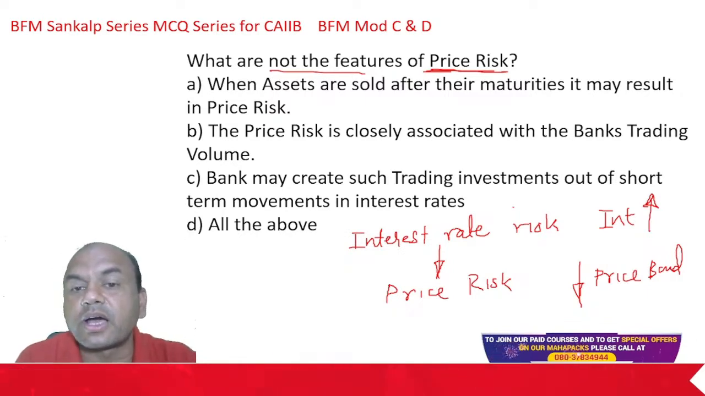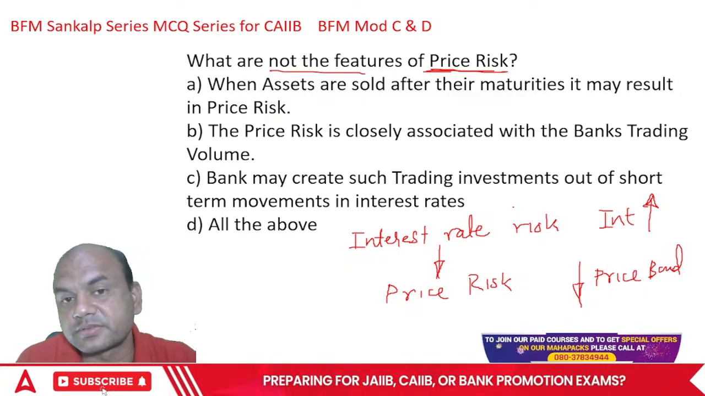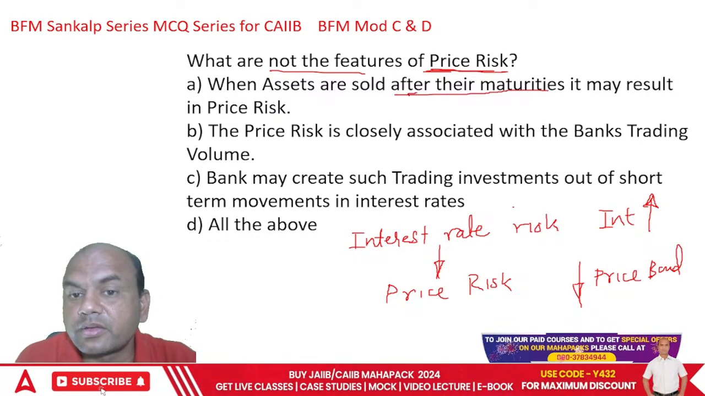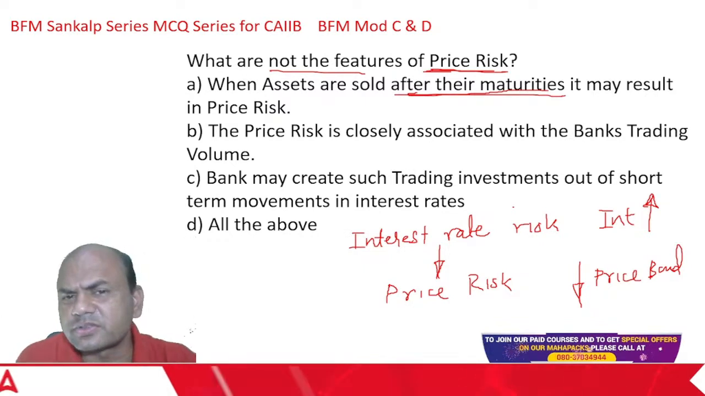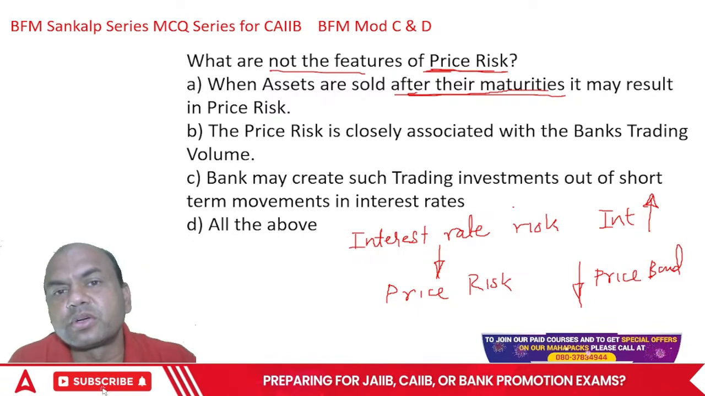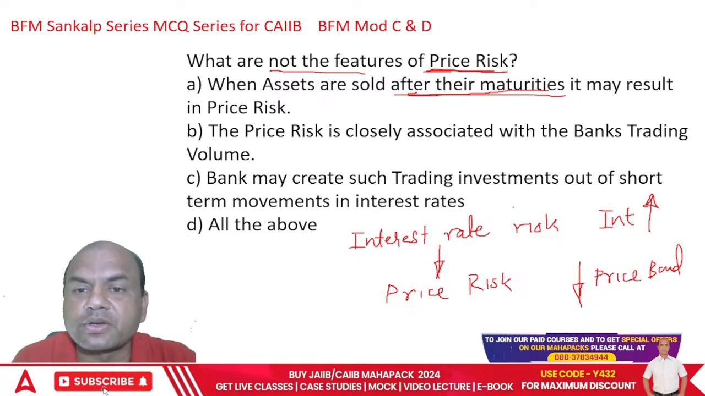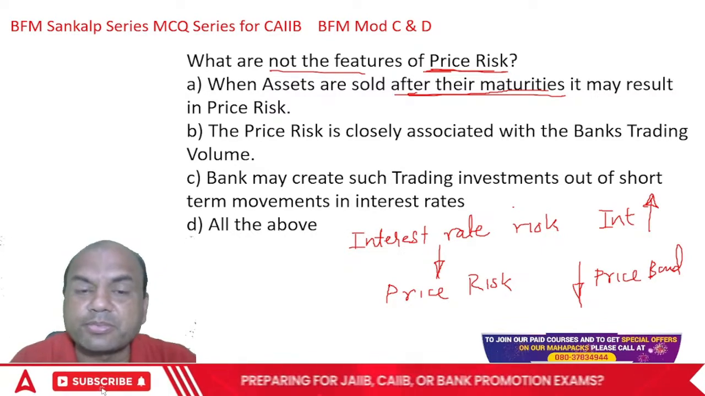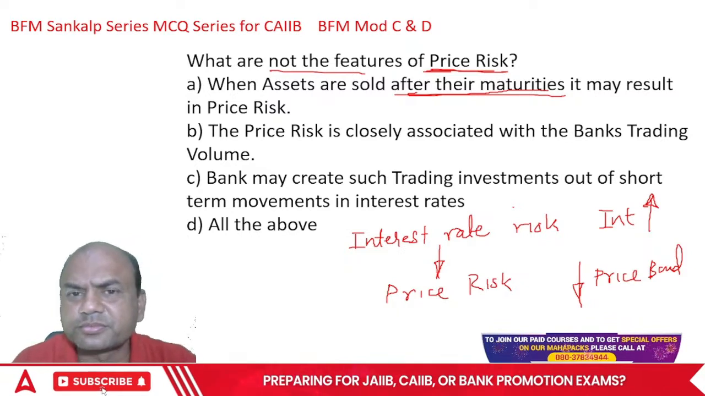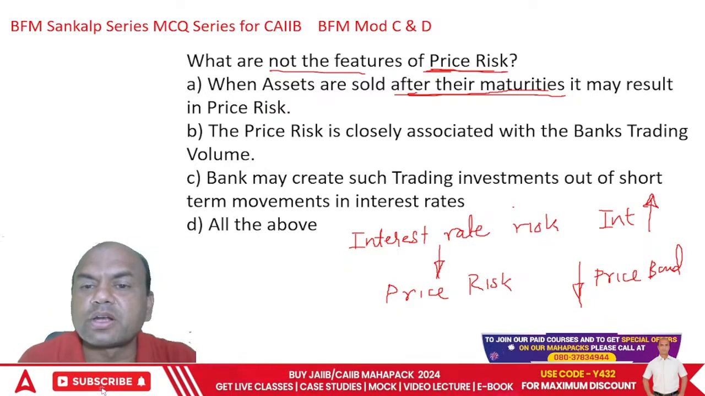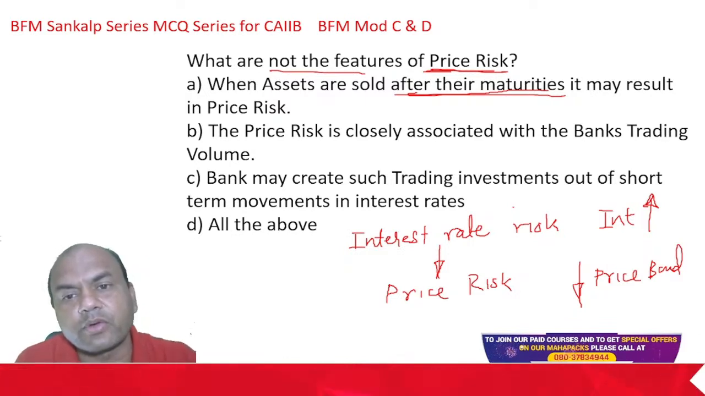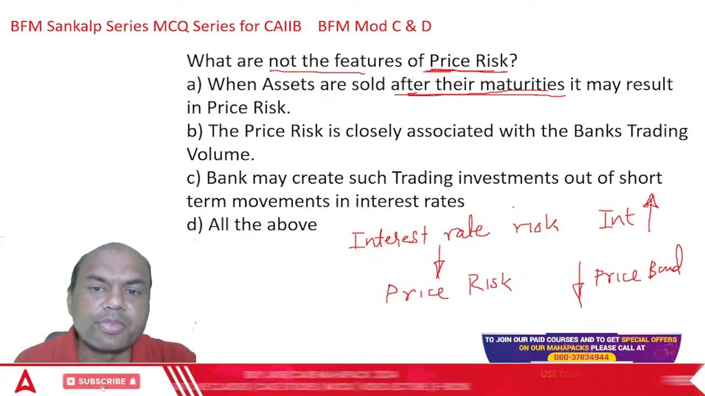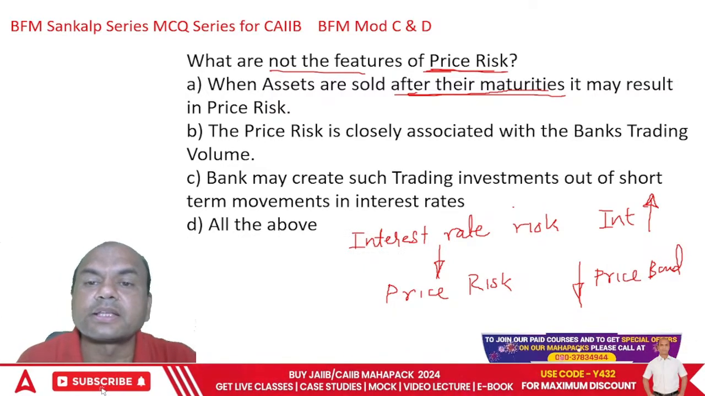When the assets are sold after their maturity, it may result in price risk. So assets are sold after their maturities. Is it so? I'm holding those maturities with me, so the price may go up or down. It will never, because after the maturity means whatever is the final amount, I've got it over there. Now, when do I take it? That's a separate aspect altogether. Up to the maturity, only the price risk is there.